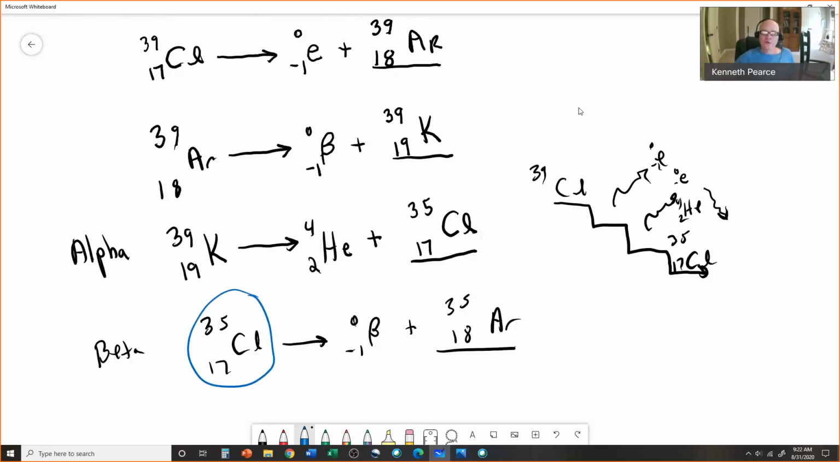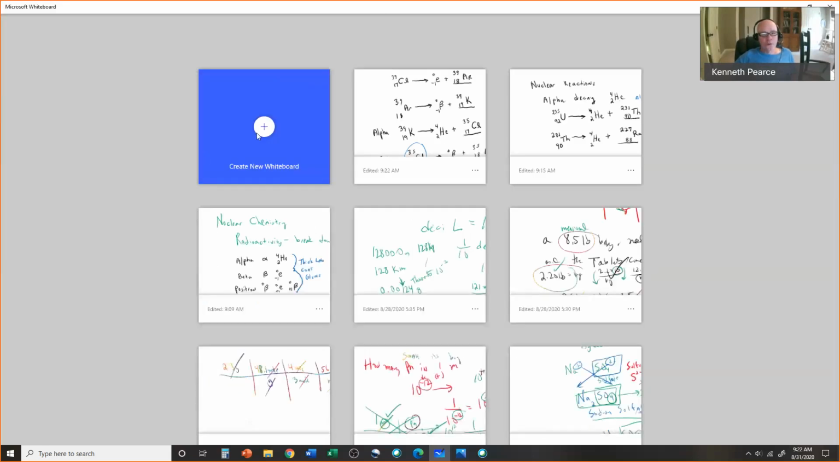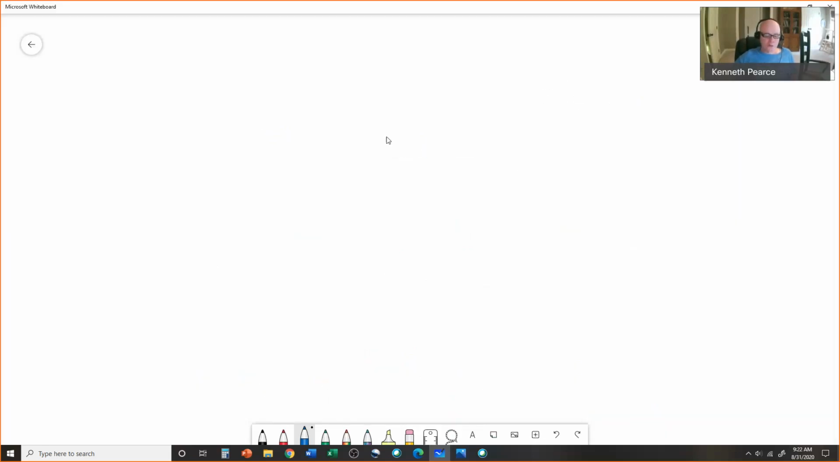You have to make sure that the tops and bottoms add up. And so we can do some more. Let's say we want to do a positron decay. Well, it's the same sort of thing. Let's take some radioactive iodine, and I'm going to say iodine 127, and iodine is element number 53 from our periodic table. And let's say I want to do a positron decay.